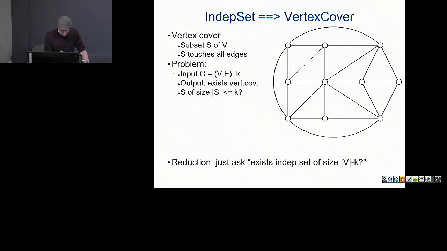So again, I can write this as the so-called search problem, which is: given a graph and a proposed size k, does there exist a vertex cover of at most k? Why did we go from at least k to at most k?